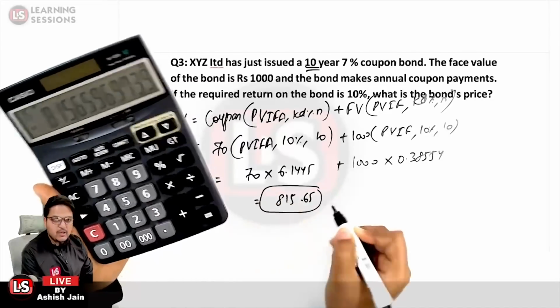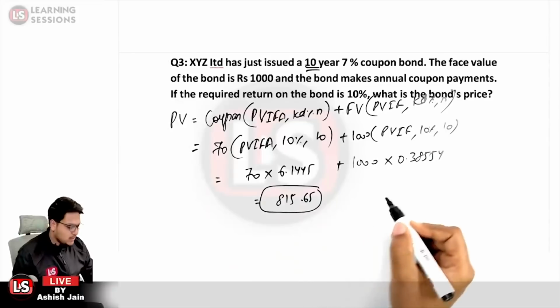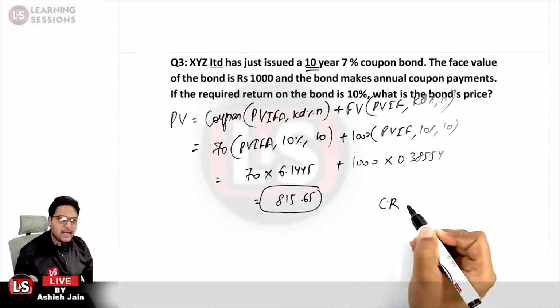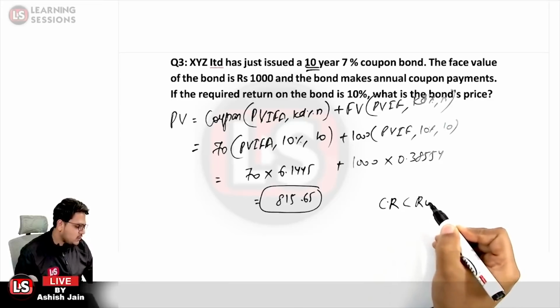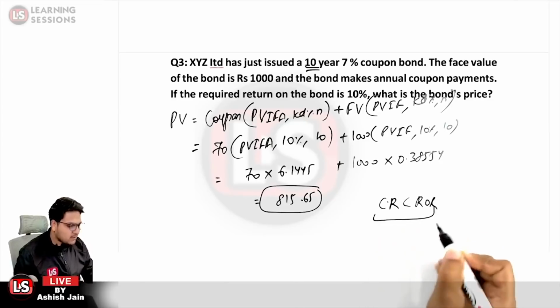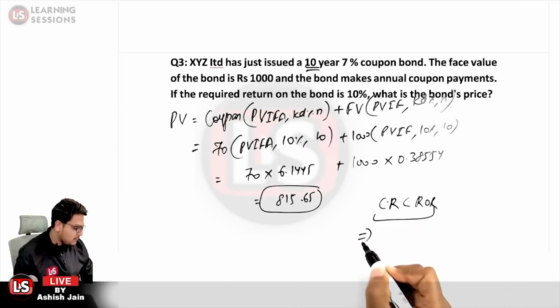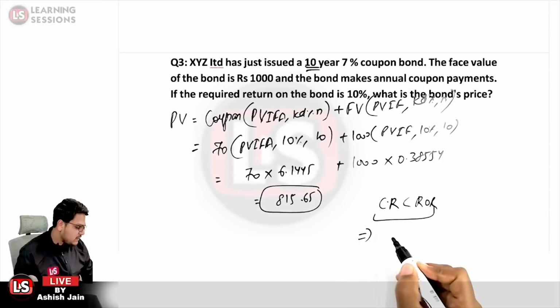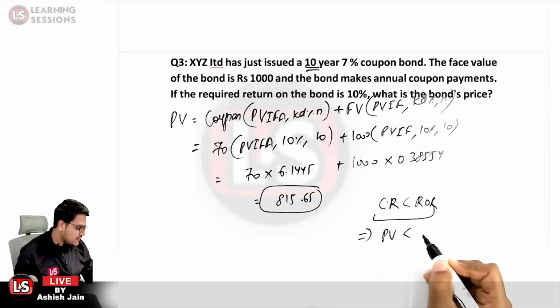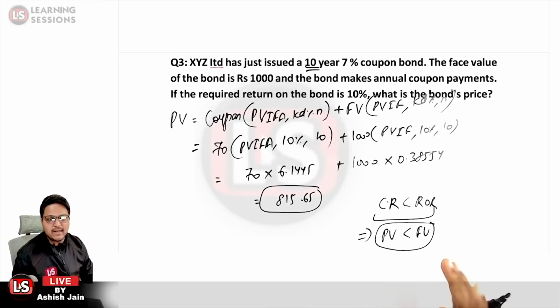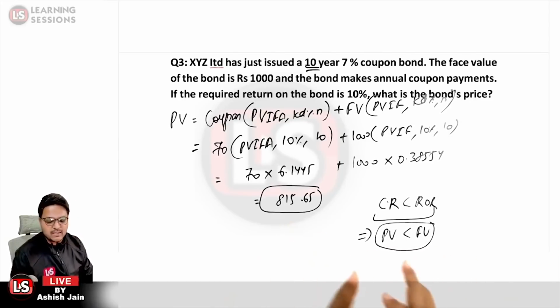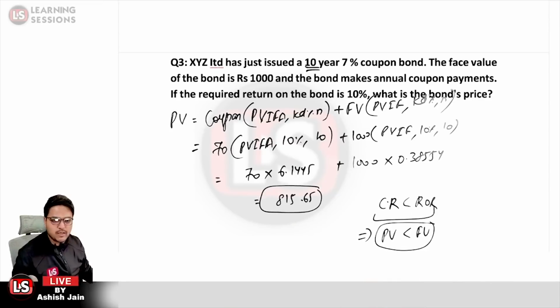And I just told you that we can do a cross check. Over here, the coupon rate is basically lesser than the required rate of return. So it does imply what? That our present value would be lesser than the face value. So our answer is right as per the conceptual part. Okay, so that is related to question number 3.